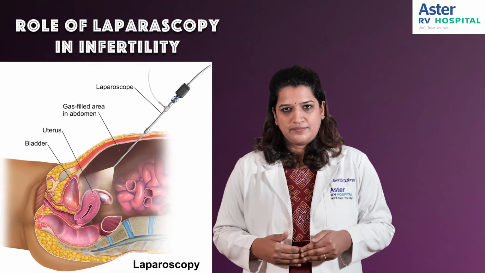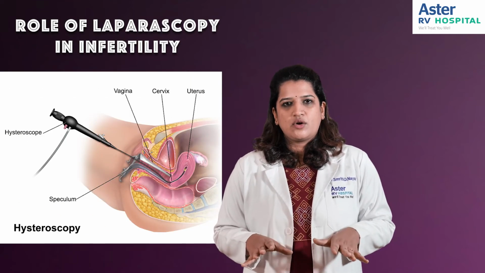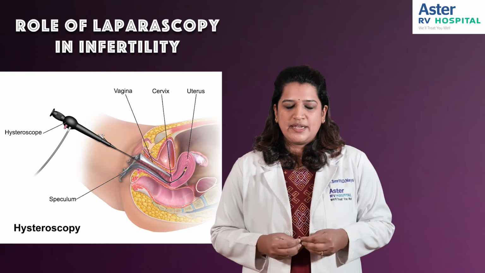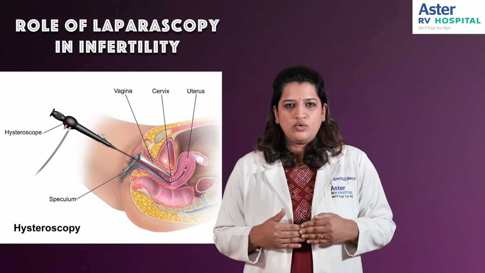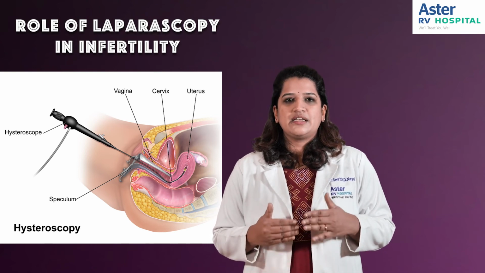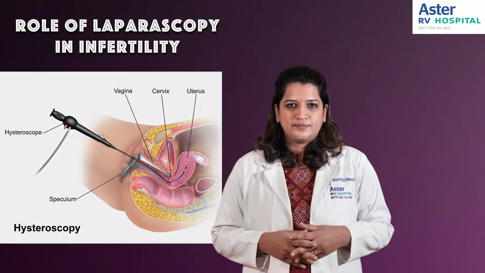After this, certain other ports are placed to help in introducing instruments which will ultimately lead to the surgery. In a hysteroscopy, on the other hand, there are no cuts or incisions placed on the abdominal wall. It is a procedure done only from below where the uterine cavity is inspected and the route used is the vaginal route.